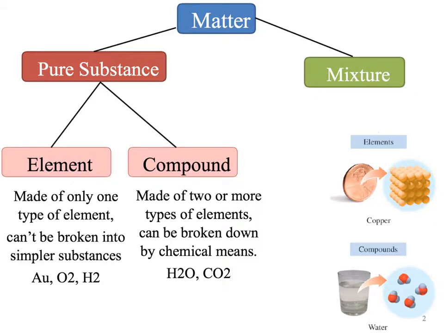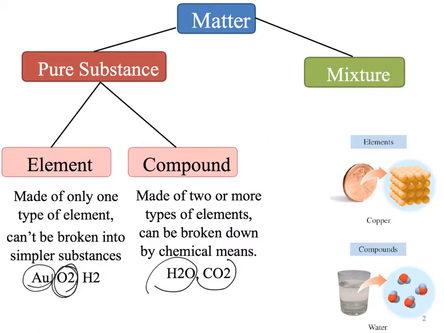Pure substances can be subdivided into elements or compounds. Elements are made out of only one particular element, or atoms of the same element. Compounds contain different types of elements. It could be more than two. For example, water or carbon dioxide.